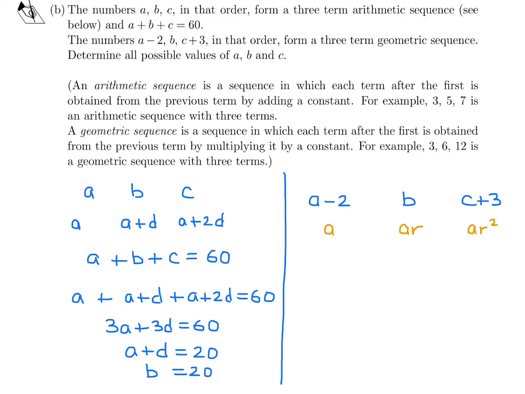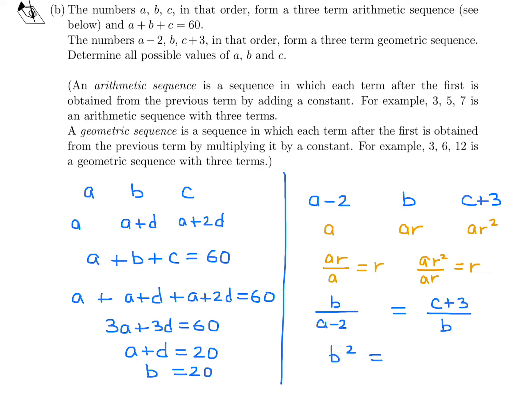Well, if you look at geometric sequences, you'll notice that if you take the second term and divide it by the first term, it equals R, because the A's cancel. And if you take the third term and divide it by the second term, again, you get just R, because the A and the R will cancel. So that means in this scenario, with these values, we can do the same thing. And hopefully that will help us. So that means that B over A minus 2 is the same as C plus 3 over B. All right? I didn't do anything fancy, just working with that aspect of geometric series.